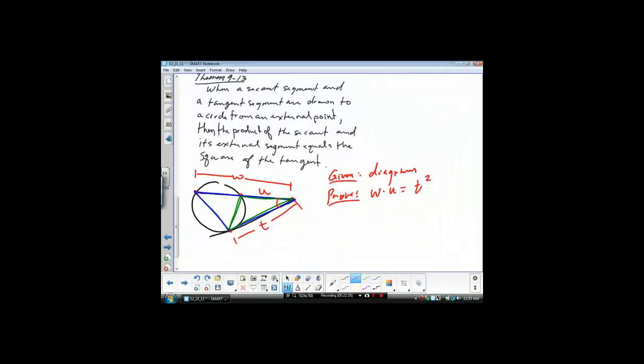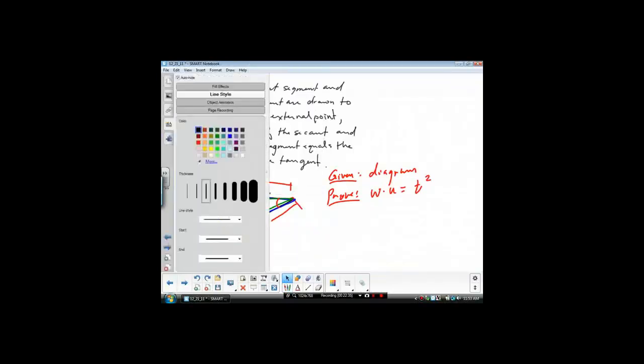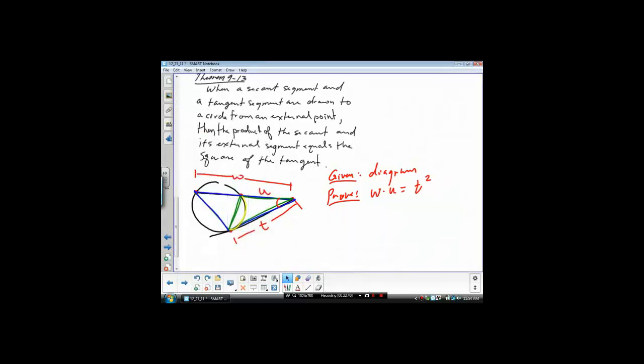Second thing, we have 2 angles that are half of this arc, but for 2 different reasons. I'm going to change the color of that arc to bright yellow. My first angle that's half of that arc is this angle because it's an inscribed angle. The second angle that's half of that arc is this angle because it's an angle formed by a chord and a tangent.